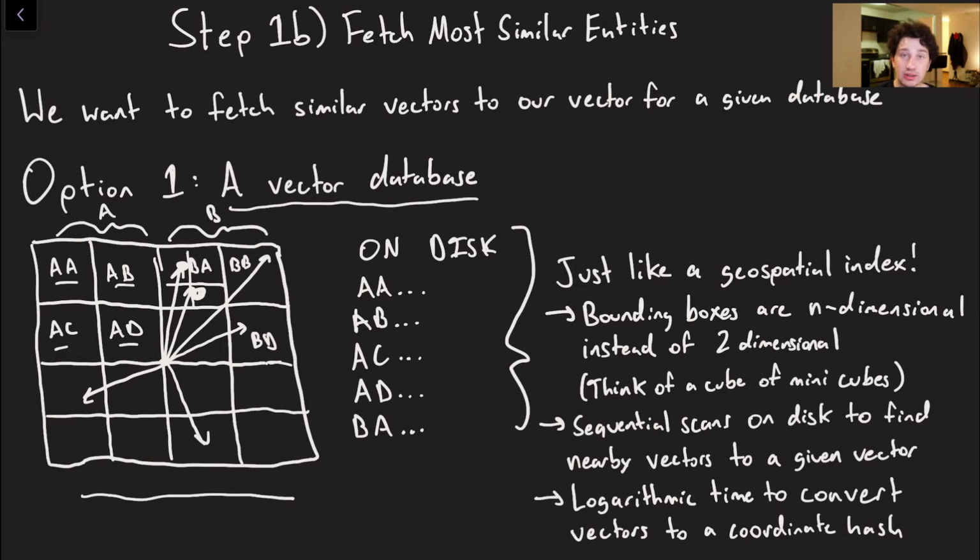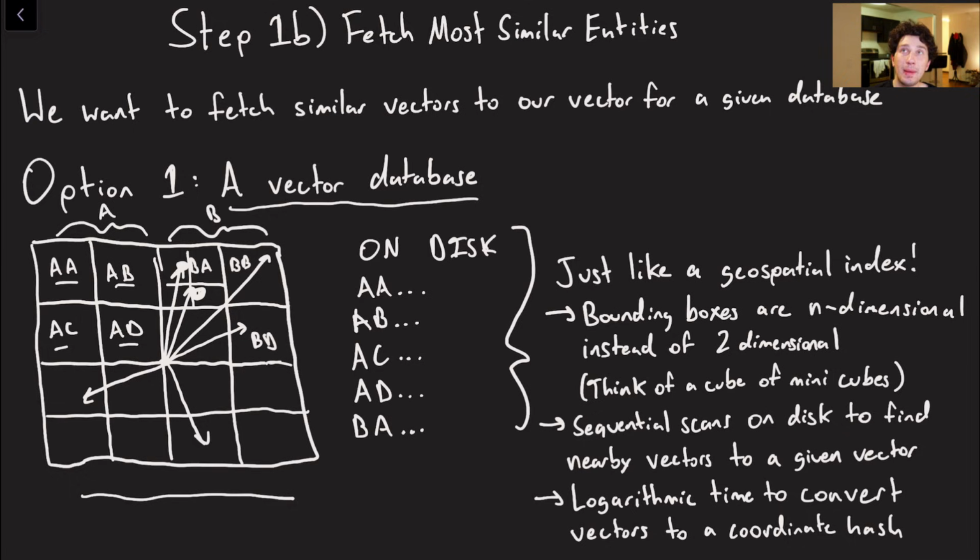And so by running a sequential scan from one of those vectors, both above and below it, we can easily find the closest vectors to it. Now keep in mind that the unique thing about a vector database compared to something like a geospatial index is that a vector database generalizes to n dimensions as opposed to just 2 dimensions. But this shouldn't be a problem, right? It's the same exact concept.